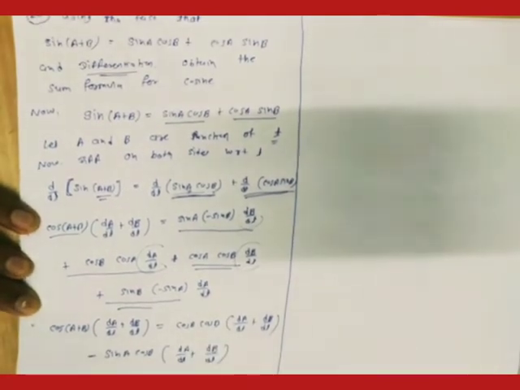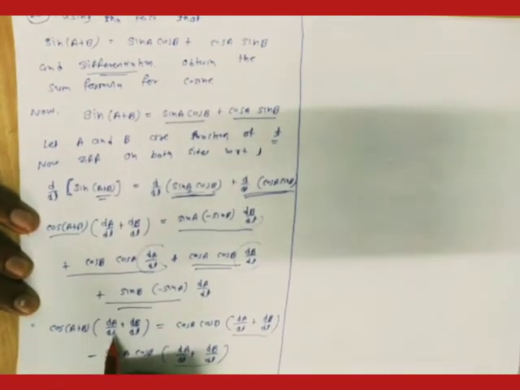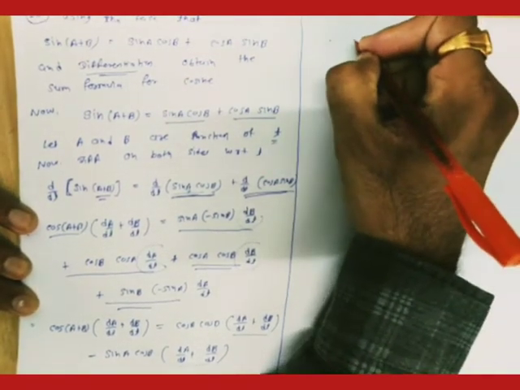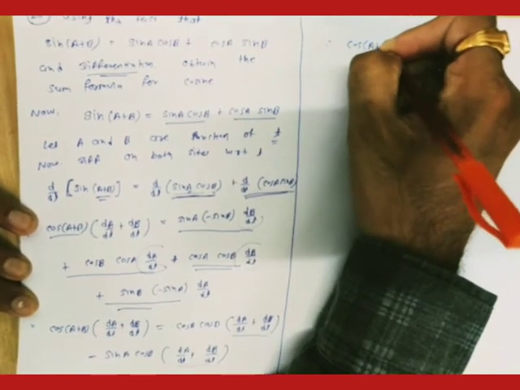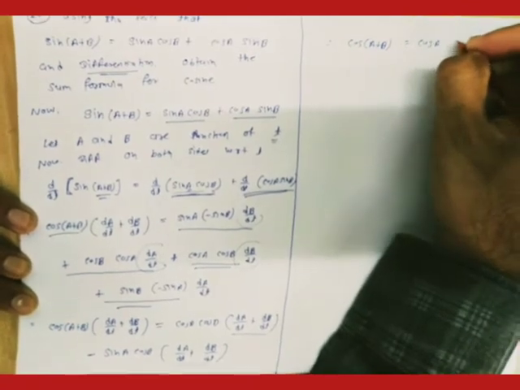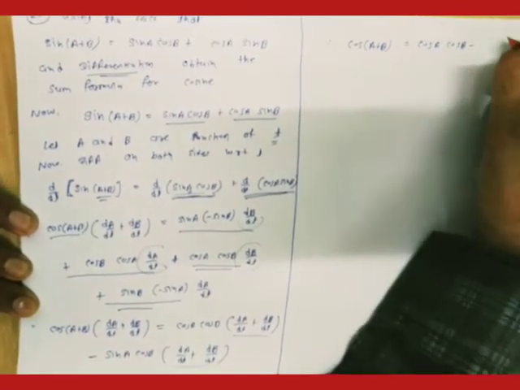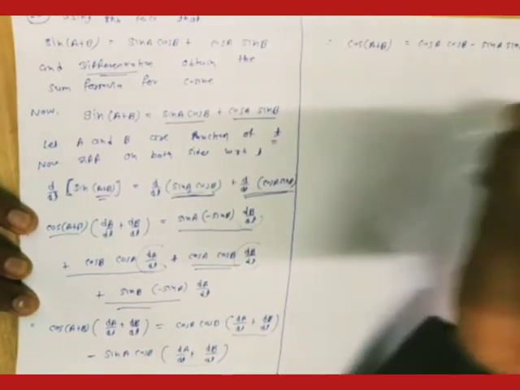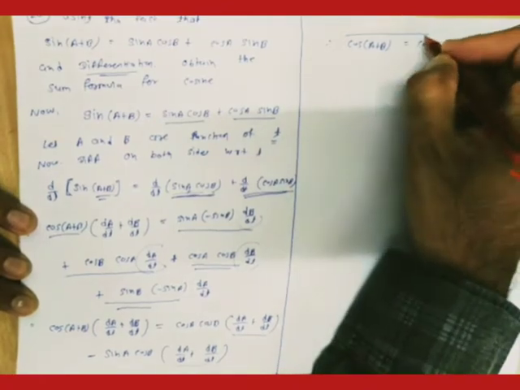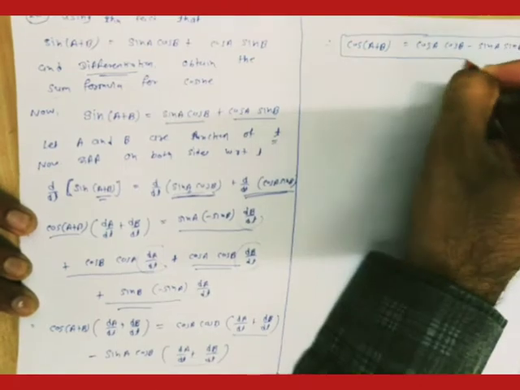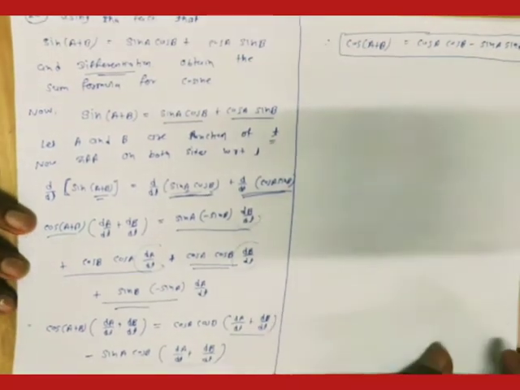Clear? So here again this dA by dt plus dB by dt is common, and it will cancel from the left hand side. So we'll get our final answer: cos a plus b equal to cos a cos b minus sin a sin b. This is the sum formula for cosine that you have to derive. Is that clear?